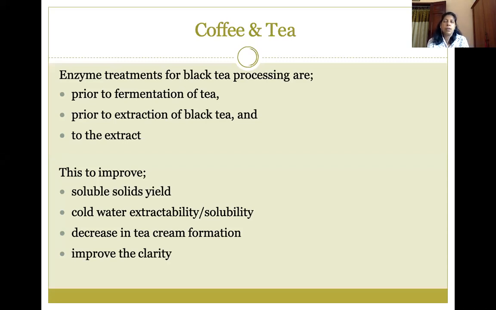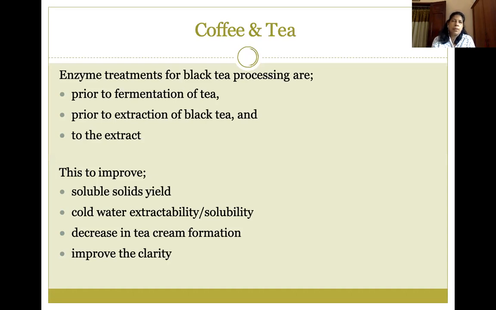This is to improve soluble solid yield, cold water extractability and solubility, decrease tea cream formation, and improve clarity. Especially in some situations, you can't extract the tea if you are not going to use hot water. But in some situations, they want to use cold water to extract the tea. To facilitate this process and increase the cold water extractability, they use these enzymes.